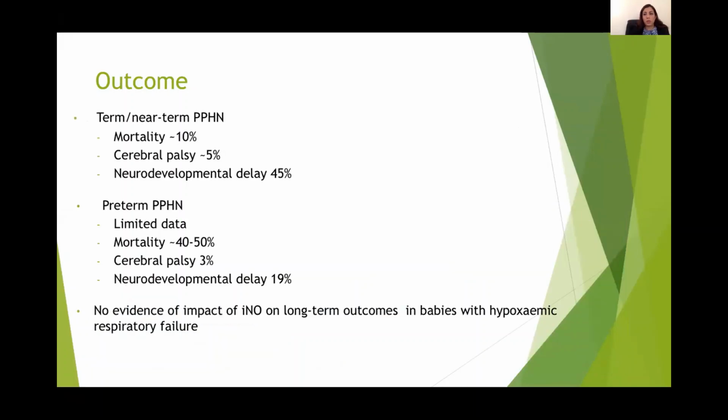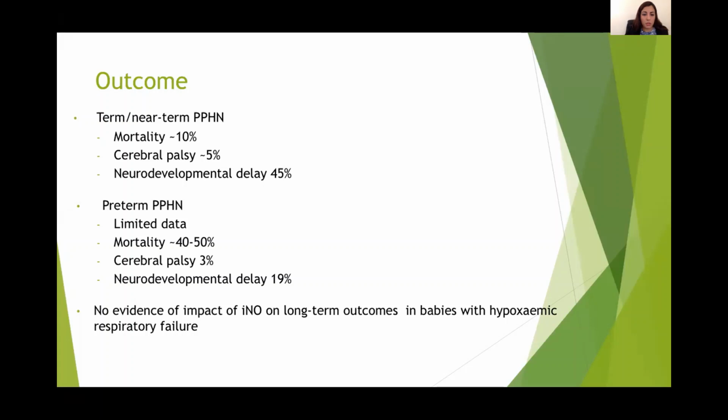For near-term PPHN infants, recent evaluation showed around 10% of mortality, 5% of cerebral palsy, and 45% neurodevelopmental delay, which is very high for near-term infants. For the preterm PPHN infant, we have limited data, but the mortality is very high, around 50%. And the survivors will have cerebral palsy around 3%, and neurodevelopmental delay due, of course, at the same time to the prematurity and to the disease itself.